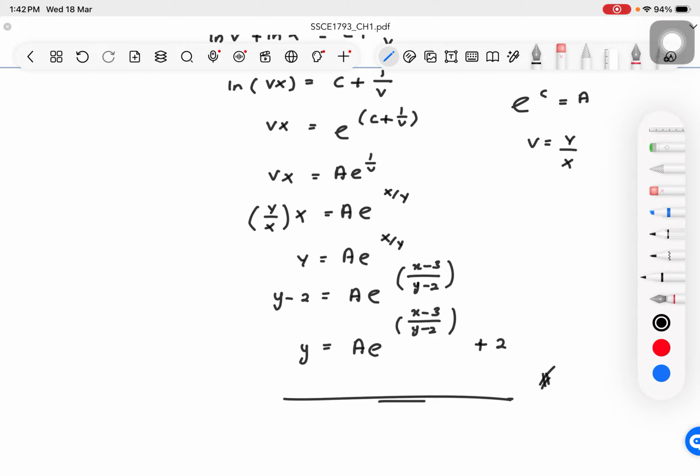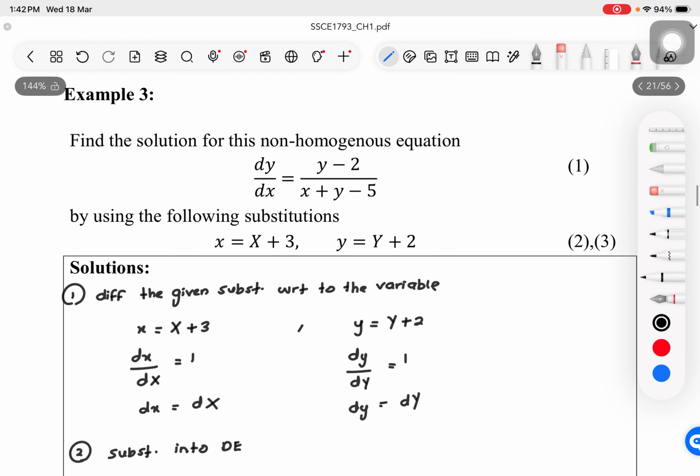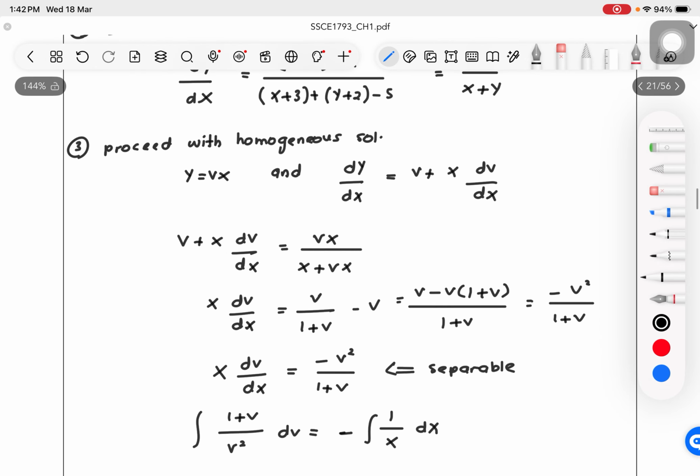Okay, so for substitution, remember once you perform the substitution, at the end you need to substitute back the real value. So this is how we perform it for this example. So now you already see the example of how to solve homogeneous equation with substitution and also without substitution. Okay, alright.